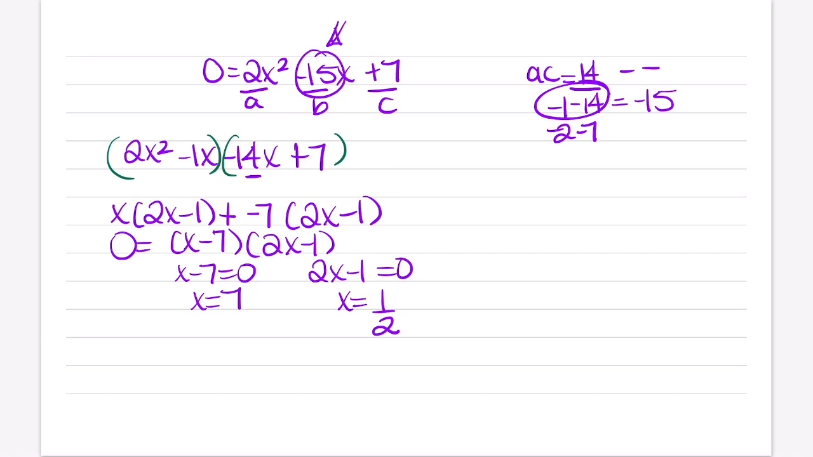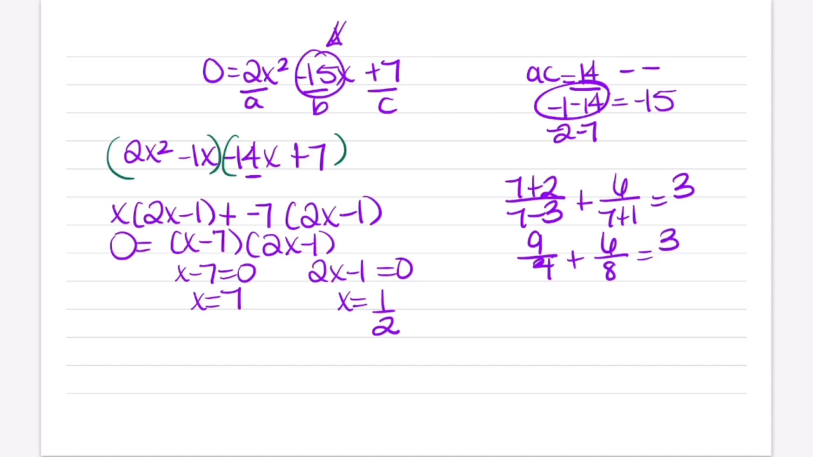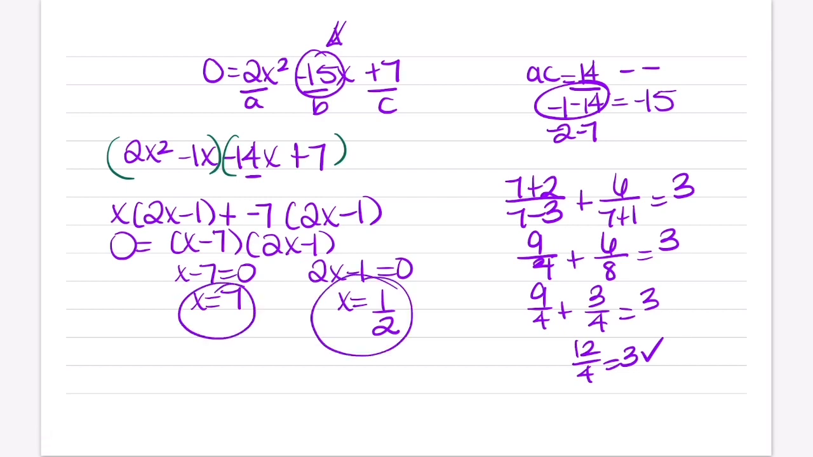So if we plug in 7, we get 7 plus 2 over 7 minus 3 plus 6 over 7 plus 1 equals 3. So that's going to give us 7 plus 2, which is 9. 9 over 4 plus 6 over 8 is equal to 3. So if we go ahead and do that, we have 9 over 4 plus 3 over 4 is equal to 3, and that's 12 over 4, which is equal to 3, right? So that one does check. If we plug in 1/2, you will see that we also get that solution does work, okay? So both of these solutions, x equals 7 and x equals 1/2, are valid in this equation.